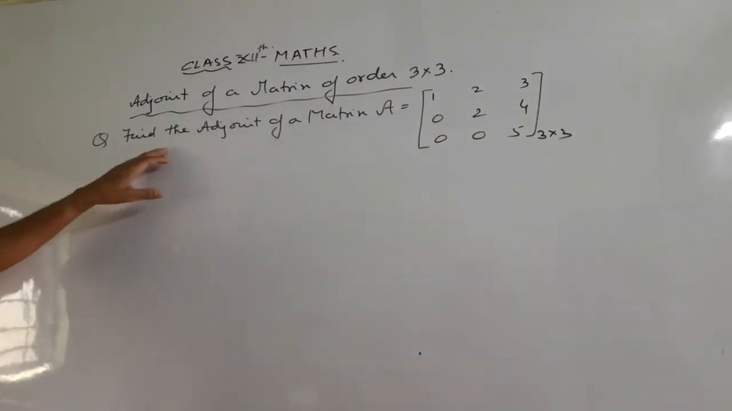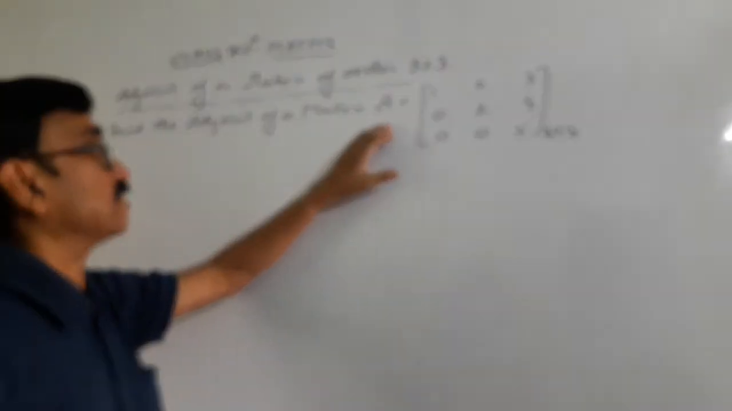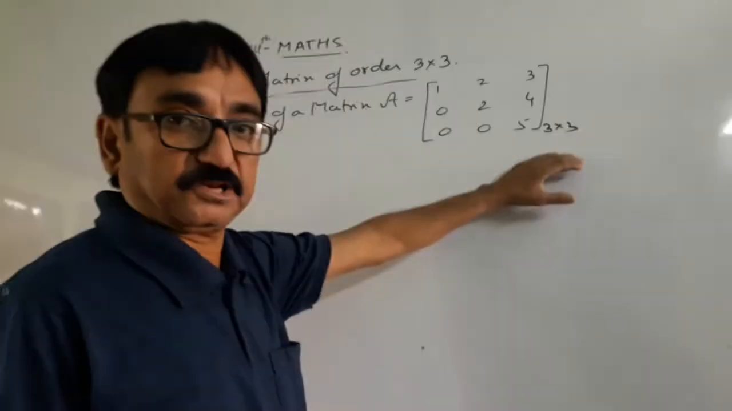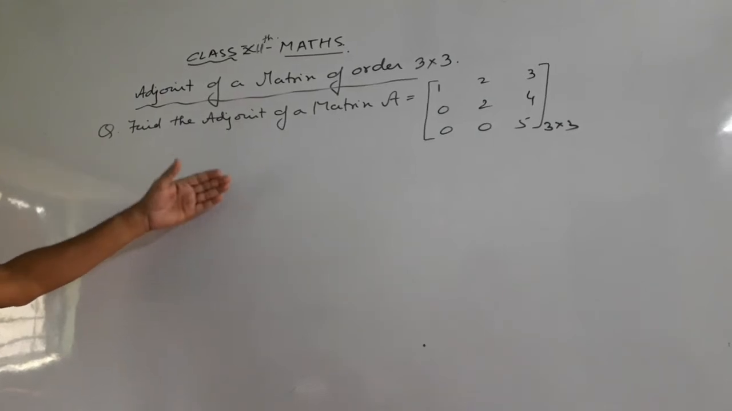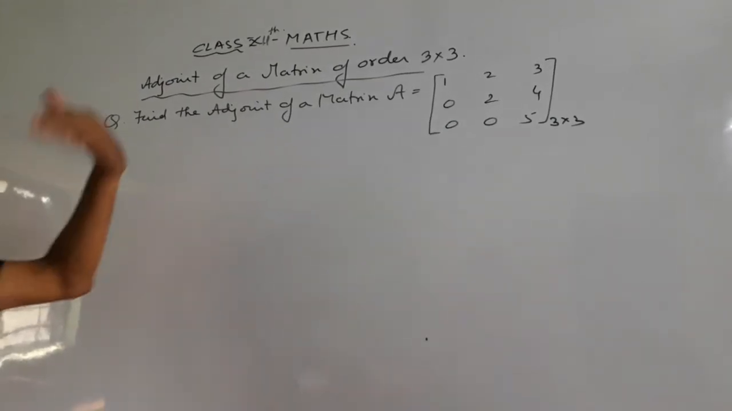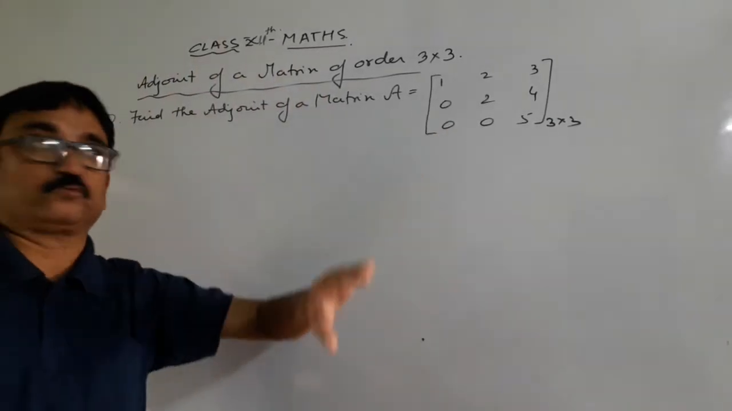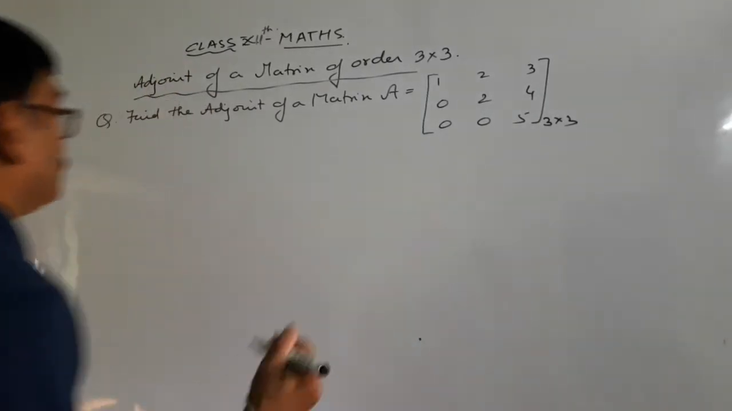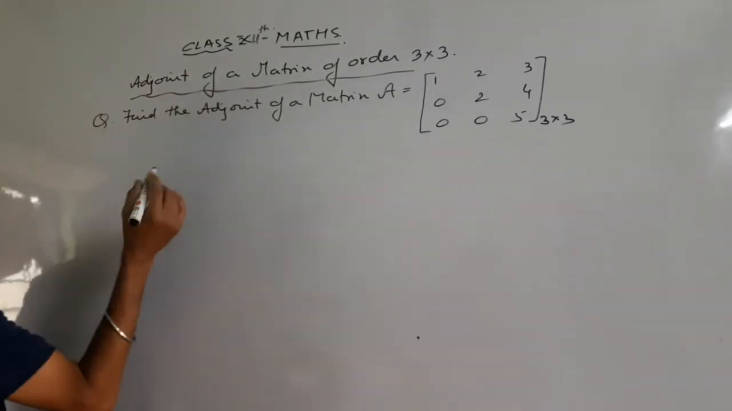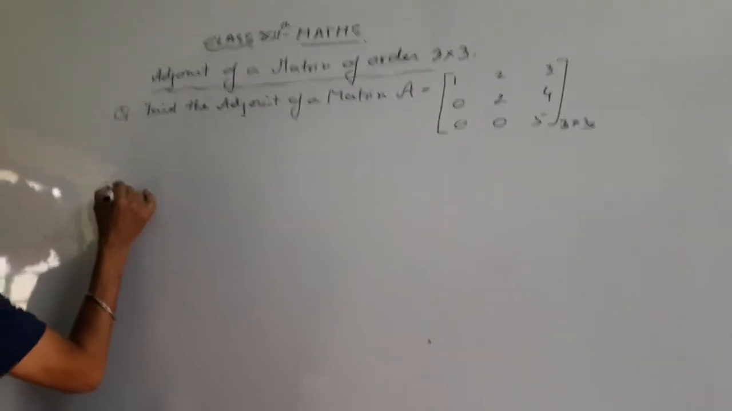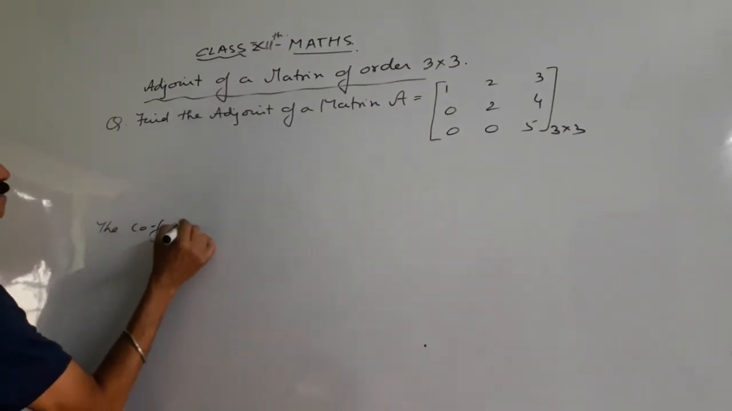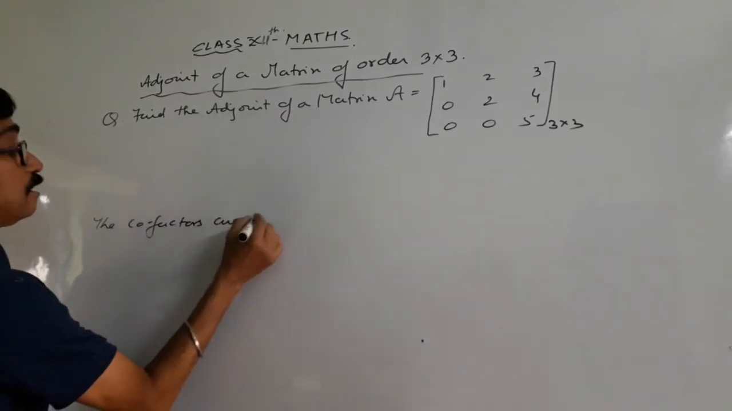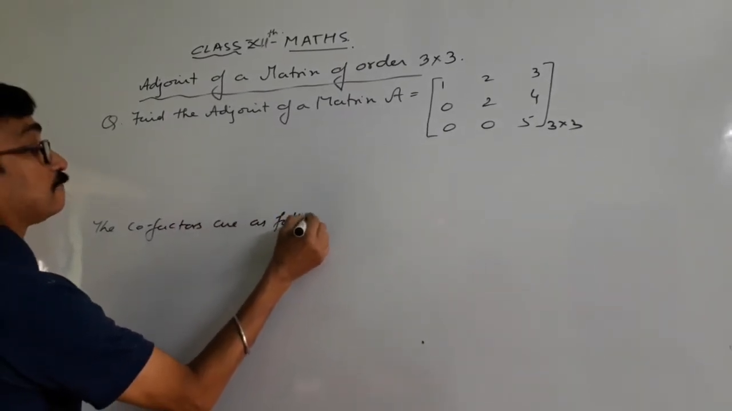Now find the adjoint of a matrix A of order 3 by 3. As in the previous question, where I calculated first the adjoint and then the inverse, the same way I will proceed for this question also. Now listen here. We have to first find the cofactors. The cofactors are as follows.